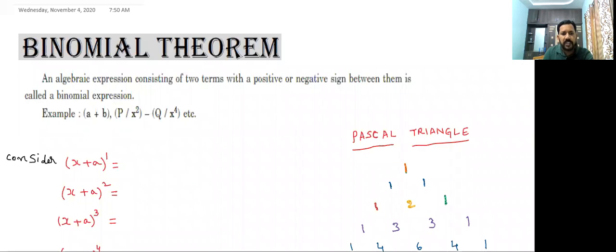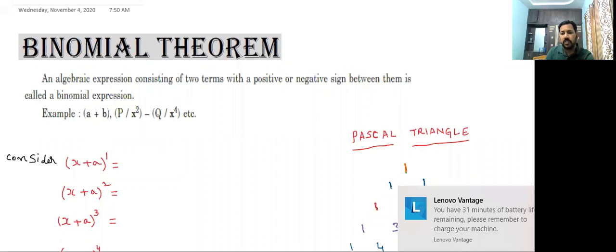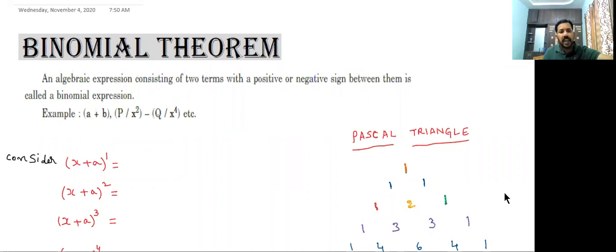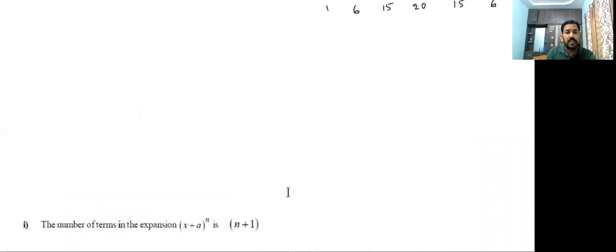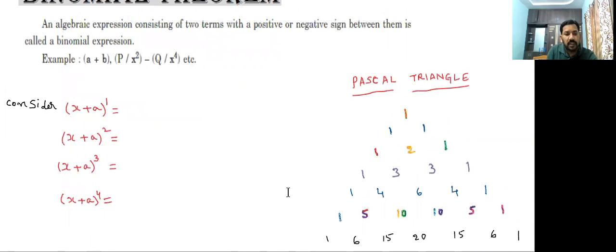An algebraic expression consisting of two terms with a positive or negative sign between them is called binomial expression. So I will say that an expansion consisting of two terms is called binomial. An expansion consisting of three terms is called trinomial. So in that binomial expansion, observe here, x plus a whole power 1. X plus a whole power 1 means what we can write, students? That is x plus a only.